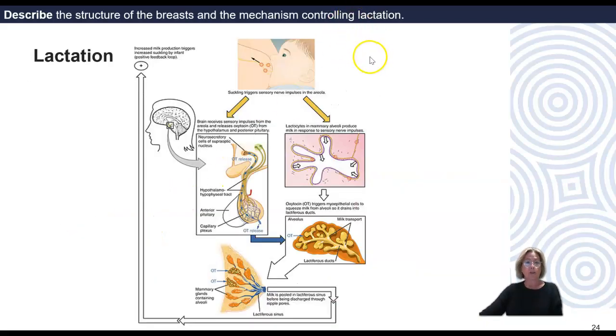And so this diagram just summarizes the whole mechanism controlling lactation. We've got this mechanical suckling of the baby on the nipple that triggers sensory nerve impulses in the areola. The brain receives that information, and so do the lactocytes. The lactocytes produce milk, and the brain then will cause the release of oxytocin from the posterior pituitary gland. Oxytocin then triggers the myoepithelial cells to squeeze the milk from the alveoli, so it drains into the lactiferous ducts, and then that milk pools in the lactiferous sinuses before being discharged through the nipple pores.